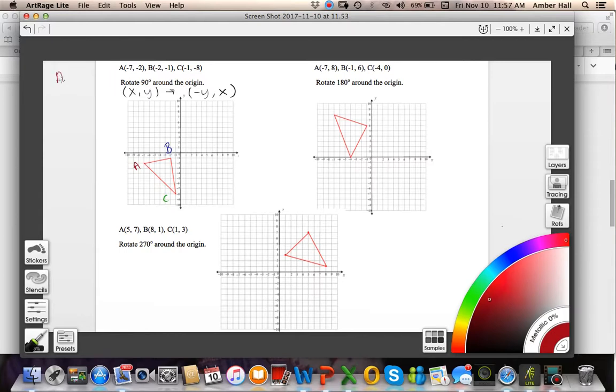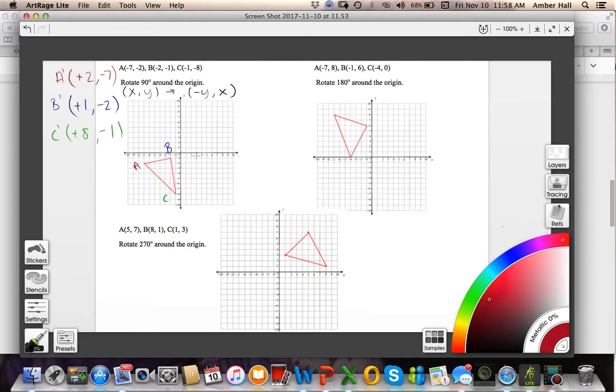I'm just going to do it over here. A prime: we're switching the values, so it's going to be -2, -7, but then we also need to change the sign of y. So it's going to become +2, -7. Then we'll do the same rule for B. B prime, we switch the values, so it's going to be -1, -2, but then we have to change the sign for y. So it's now +1, -2. And then C prime, switch the values, -8, -1, change the sign for y. And then all I have to do is graph these points.